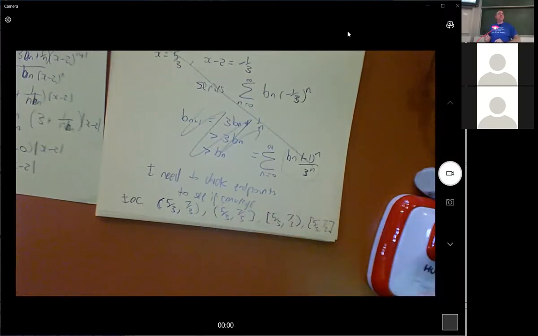This is what I would do in an exam if I didn't have time or I didn't know how to check the endpoints. I would just say, I need to check the endpoints to see if they converge. But whatever I do, there are 4 options for what the interval of convergence could be, and I'll just leave it at that. And that should be most of the marks.